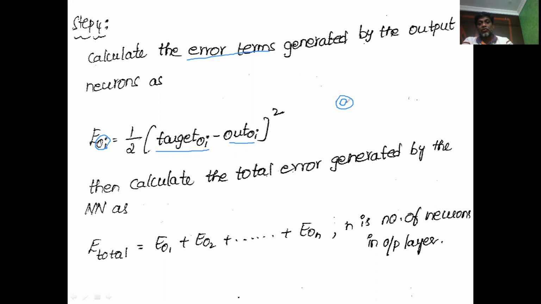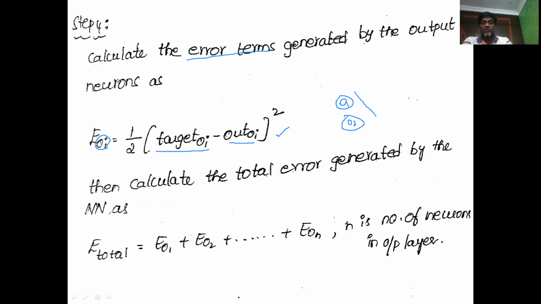Let us say O1. If it is O1, then the formula will be half into (target O1 minus out O1) whole square. Similarly, if you have another output neuron O2, then the formula will be half into (target O2 minus out O2) whole square, and so on. For every output neuron, we need to calculate the error term using this formula.